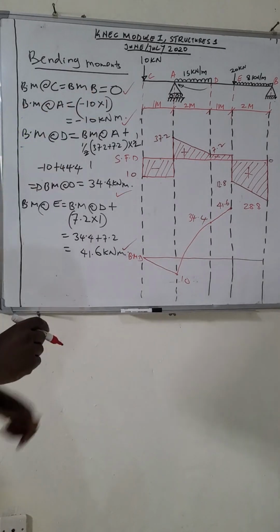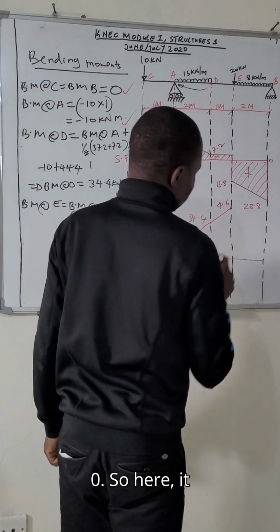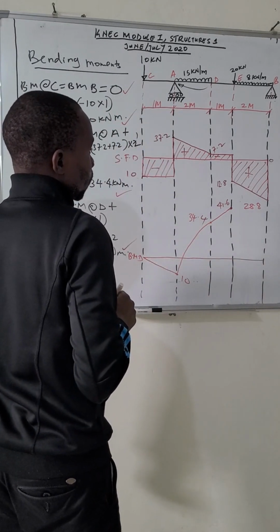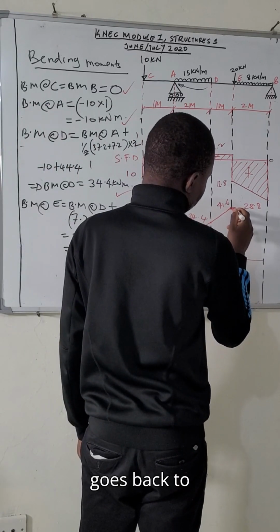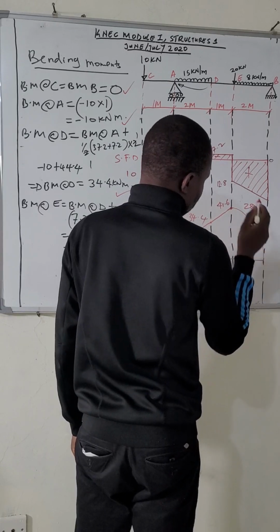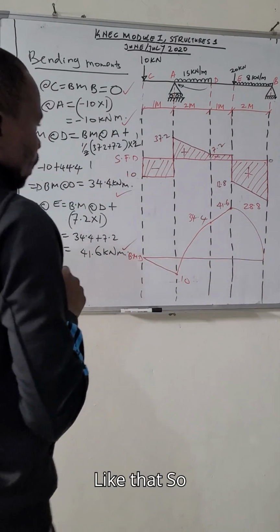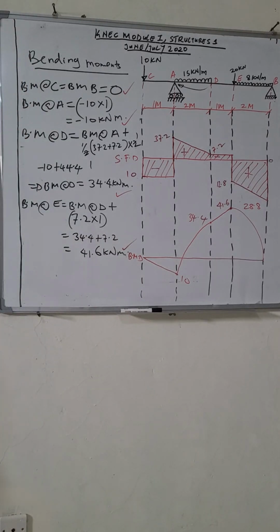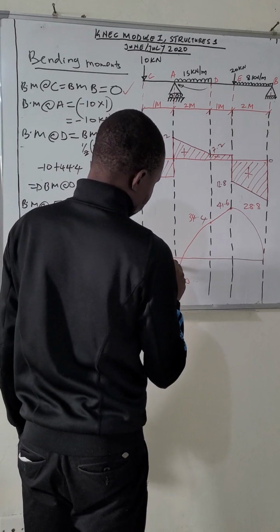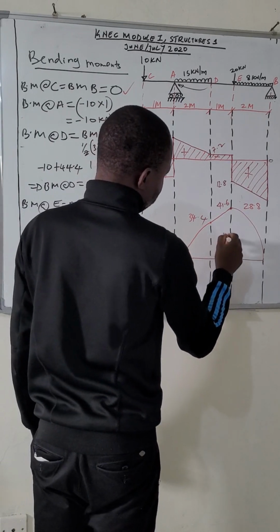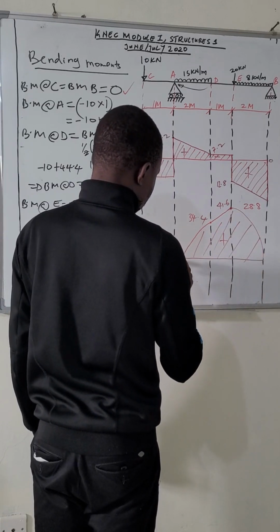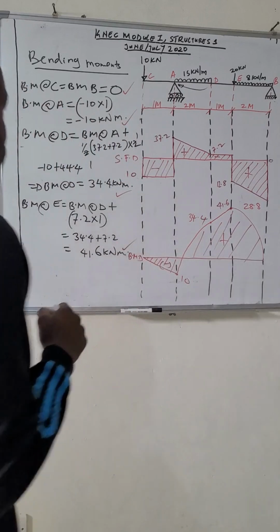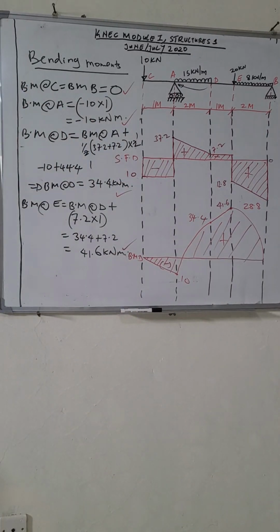And then bending moment at B is 0. So here it goes back to 0, but use a smooth curve because it is a UDL, so it goes back to 0, like that. So this is negative, this is positive, like that.